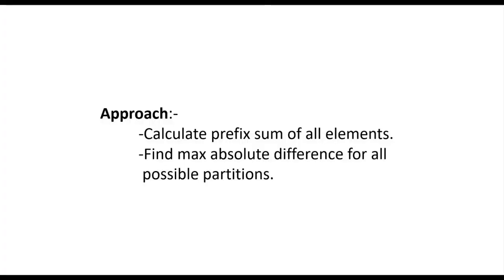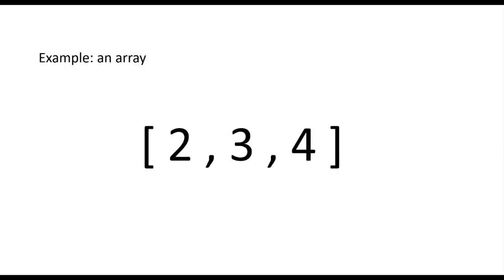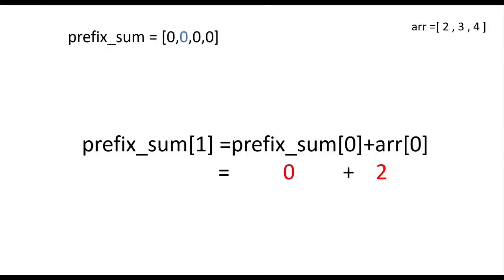Approach. My first step was to calculate the prefix sum for all elements. Then I find the max absolute difference for all possible partitions. Let's take an example, array 2, 3, 4. Now I have built the prefix sum as 0, 0, 0, 0, that is 4 zeros, which is 1 more than the length of the array.